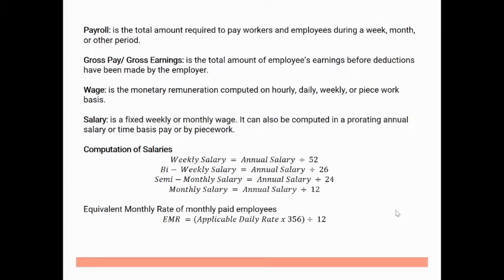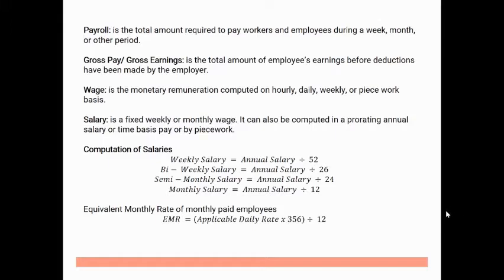Gross pay or gross earning is the total amount of employees' earnings before deductions have been made by the employer. It may be in the form of salary or wage, either a time rate or a piece rate, and other forms of remuneration. Wage, on the other hand, is the monetary remuneration computed on hourly, daily, weekly, or piecework basis. A fixed weekly or monthly wage is usually called a salary. Salary can also be computed by prorating annual salary, or on time basis pay, or by piecework.